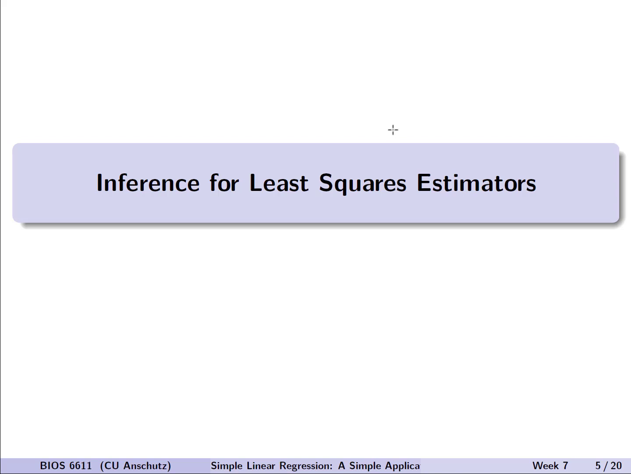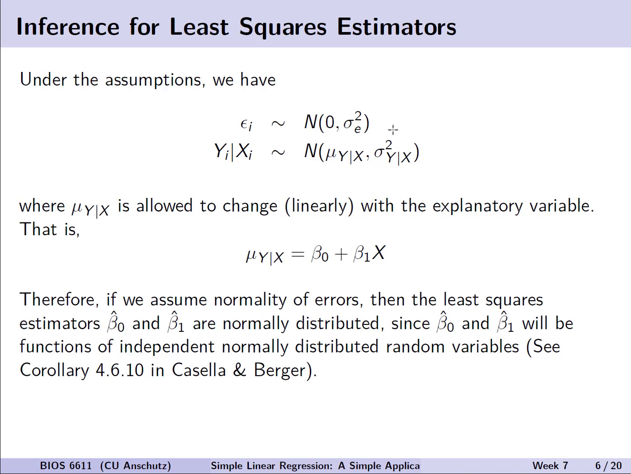So let's talk about how we can do inference on these least squares estimators. Under our assumptions, we know that our error terms are assumed to be normally distributed with mean 0 and a true variance of sigma squared sub e. We also know that our outcome conditioned on our predictor values is normally distributed based on our assumptions with a mean of mu y given x, and the variance is calculated as sigma squared y given x. Now, this is because mu is allowed to change linearly with that explanatory variable, hence y given x. In other words, it is our regression framework of beta naught plus beta 1 times x.